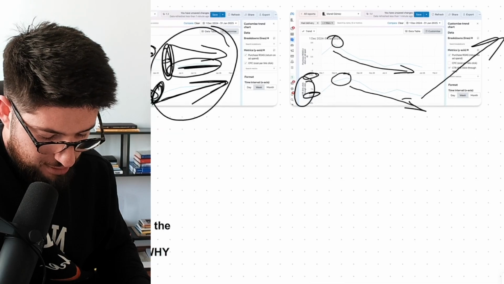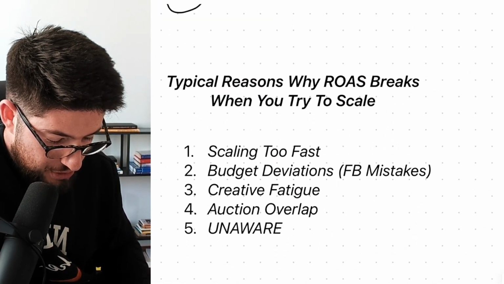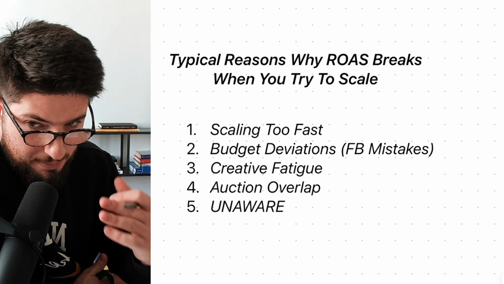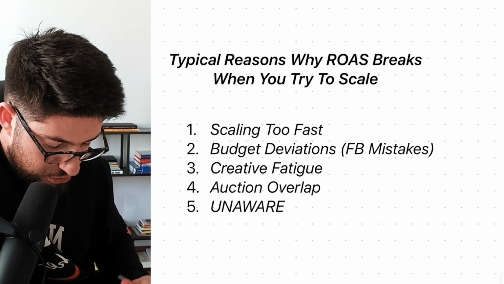Yeah, no, I think it's not how it works. At least in my accounts, I'm not as lucky. Now, typical reasons why ROAS breaks when you try to scale, and let's see them one by one. So number one, scaling too fast, budget deviations, creative fatigue, auction overlap, and unaware.